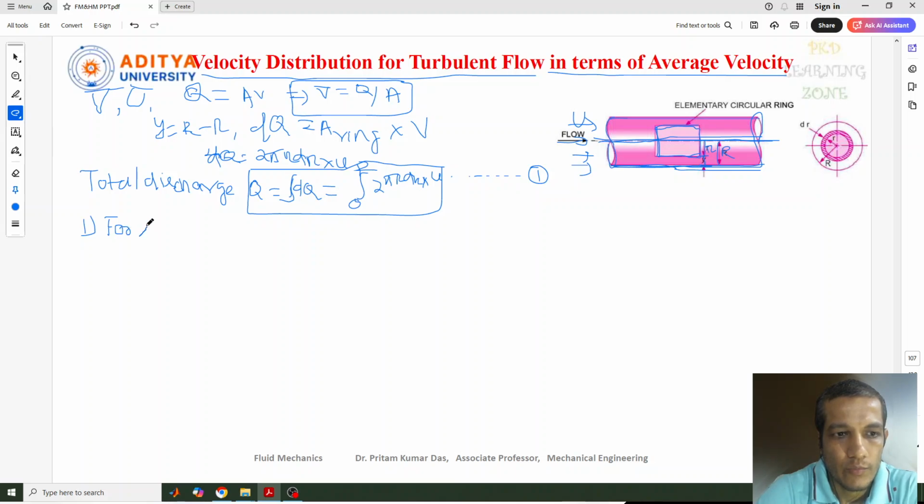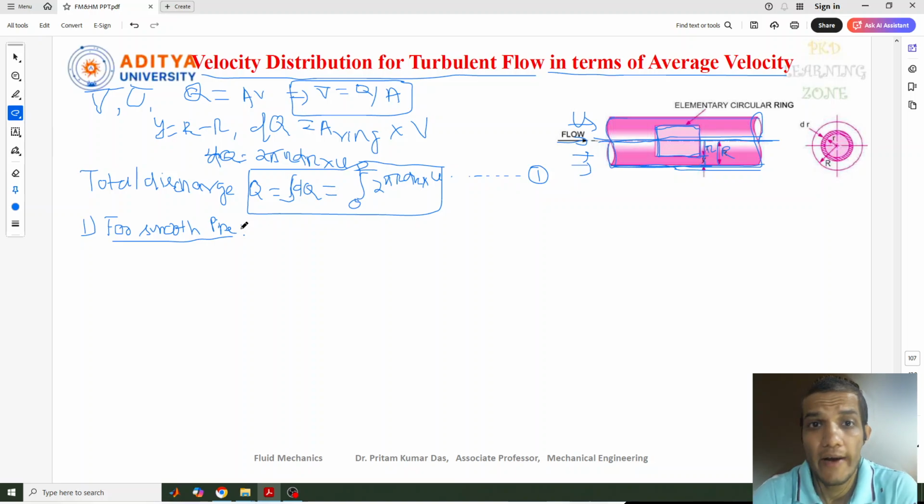For the smooth pipe, what will be the average velocity? It's actually a very simple concept. We need to find the average velocity when the flow is turbulent and the velocity is distributed through a pipe. For a smooth pipe, we need to go back to the previous theory and derivation where we derived the velocity distribution for turbulent flow.